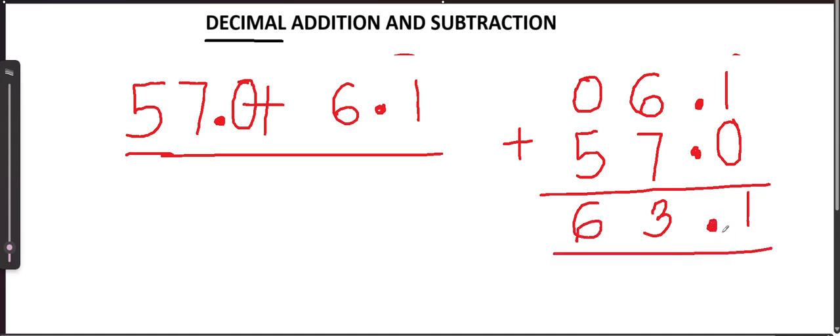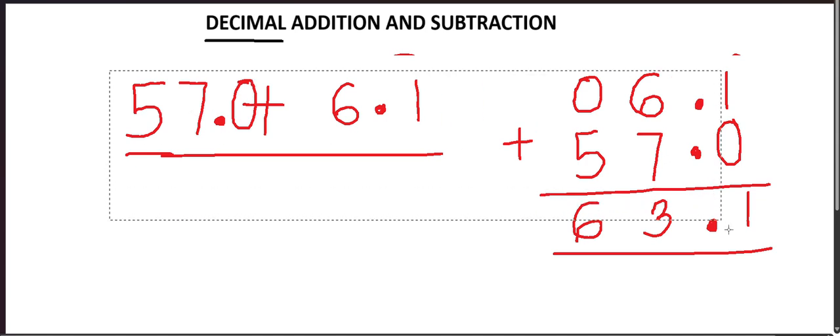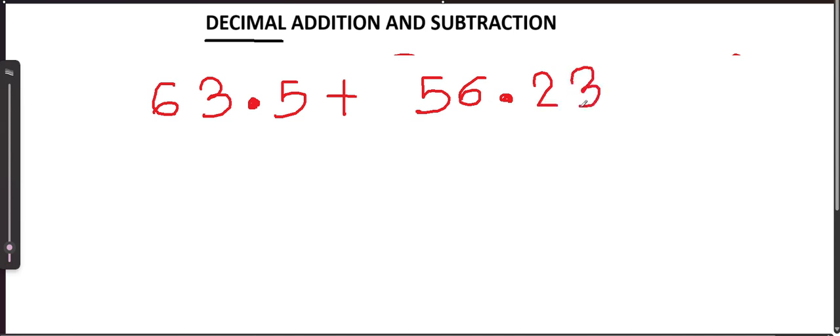So your final answer is 63.1. Just keep in mind that you are going to place the decimals underneath each other. Doesn't matter what. Well, 63.5 plus maybe 56.23. Okay, so I have two different numbers over here, 63.5 and 56.23.